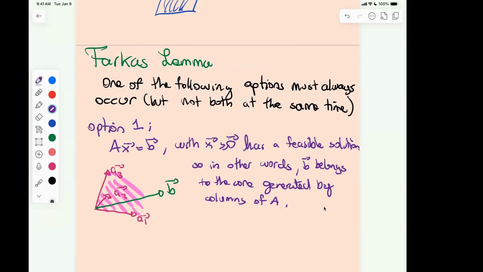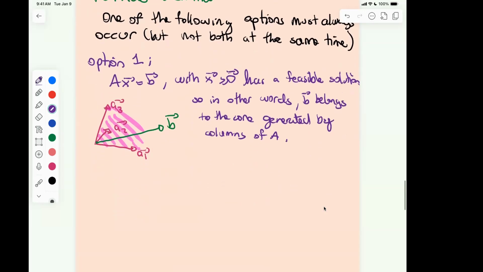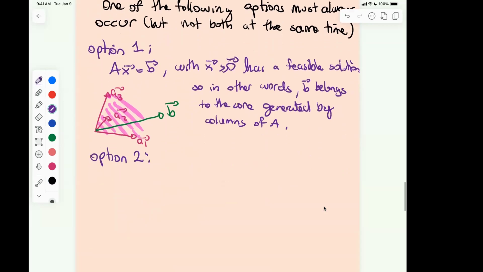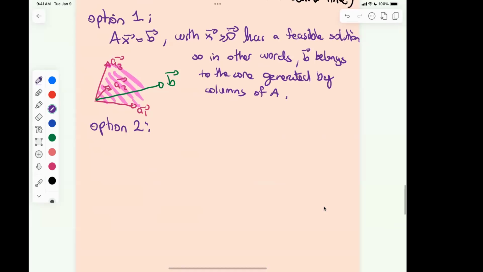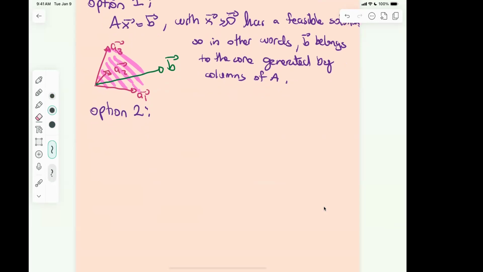And what option two says is, what happens if this is not true, right? Because they're supposed to be exclusive. So what would be option two? Well, option two says, okay, what if this does not occur? If this does not occur, it means that B is not in the cone, right? So what happens if B is not in the cone?